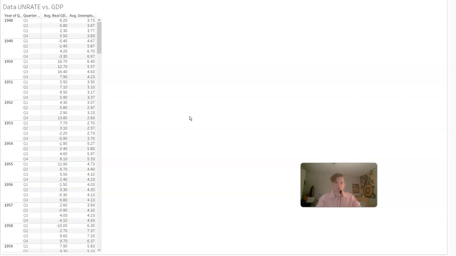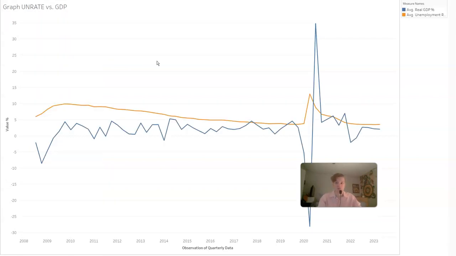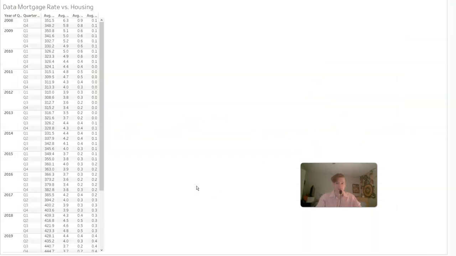Okay, on this first worksheet, we can see the data between the unemployment rate and GDP compared with each other and visualize it with this next sheet on this graph here. And you can see that real GDP is strongly correlated with unemployment. For example, when GDP fell sharply in 2020, so did unemployment, and it returns to normal as GDP did afterwards as well.